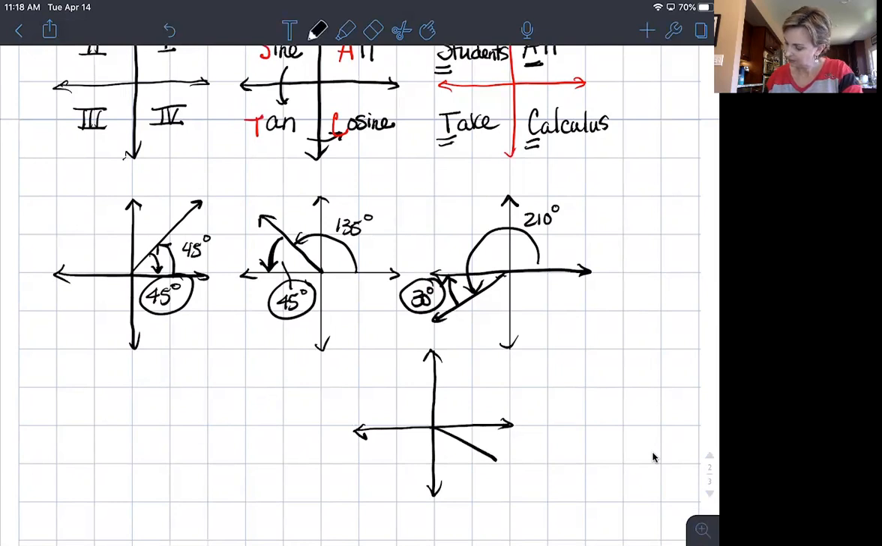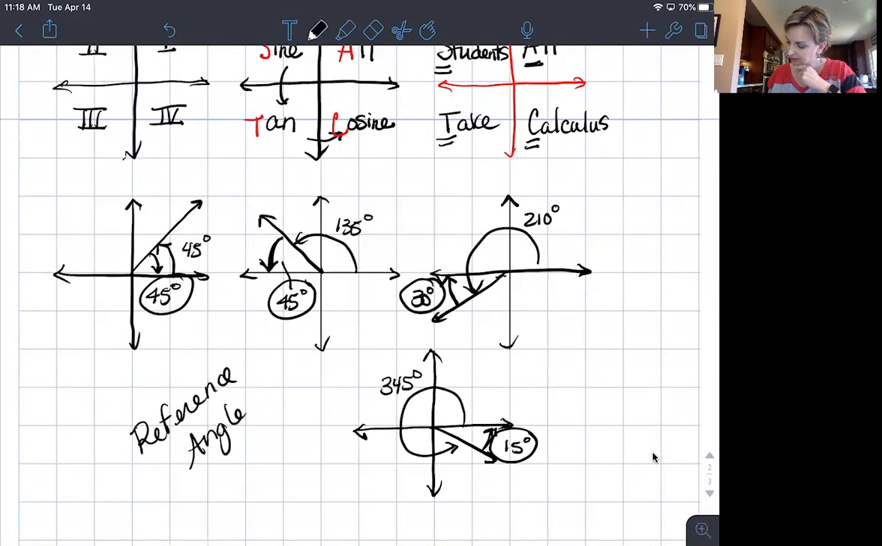Let's do 345 degrees. The reference angle for 345 degrees. The smallest angle to get us to the x-axis would be this one right here. And what is that? That'd be the difference between 360 and 345, or 15 degrees. Okay. So this is finding a reference angle.